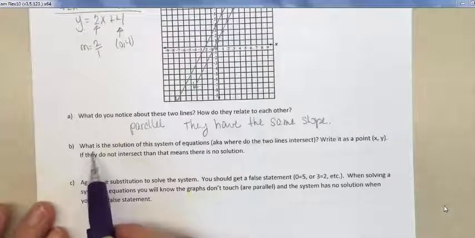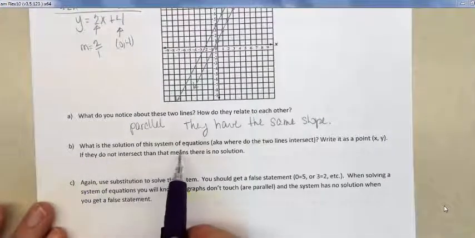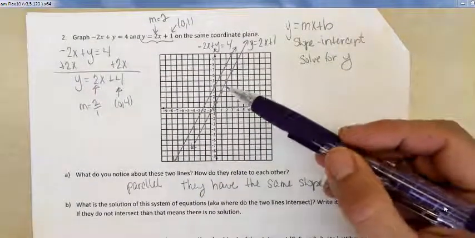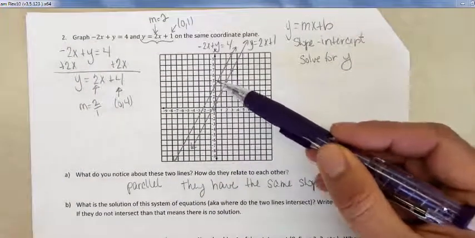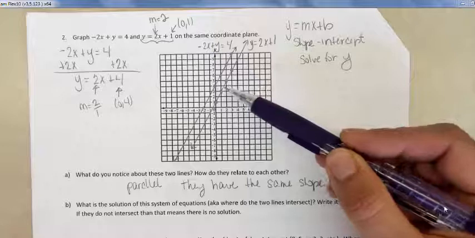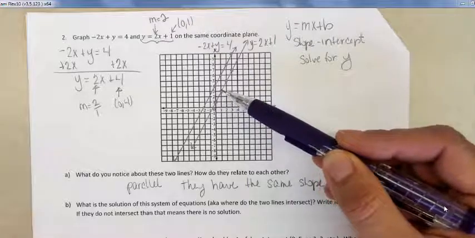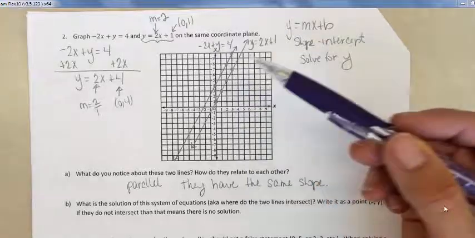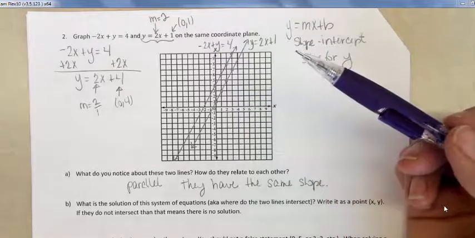Okay, the question is asking, what is the solution of this system of equations? AKA, where do the two lines intersect? Well, what do you guys know about parallel lines? Parallel lines never, ever, ever touch, right? They have the same slope, which means that they rise and run the exact same amount, at the same rate. They're changing at the same rate, so they'll never touch.